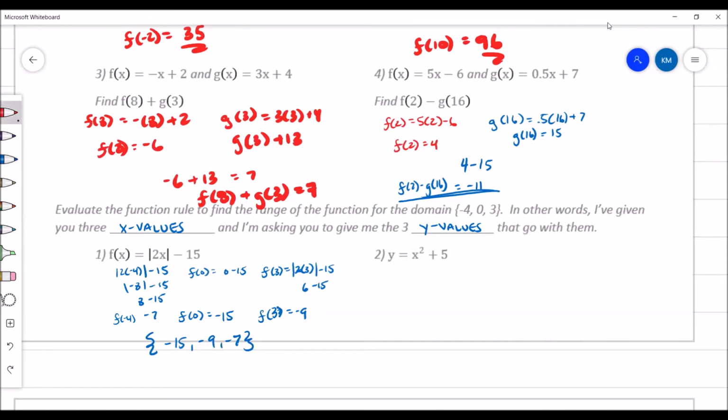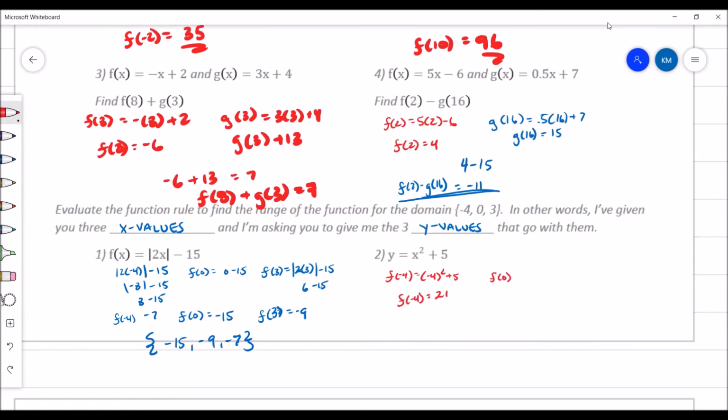And so this next one, I'm going to just change color so we don't run into thinking this one's with this one. Okay, so they're asking us to do the same thing here. Find the y values for the given x values. So f of -4 will give us -4 squared, which remember that's going to be positive, right? 16 plus 5, which is 21. So f of -4 is 21.